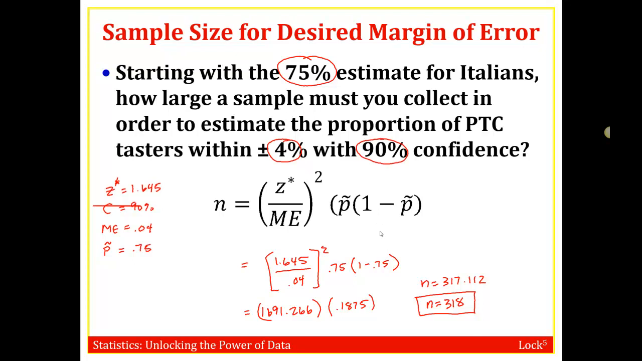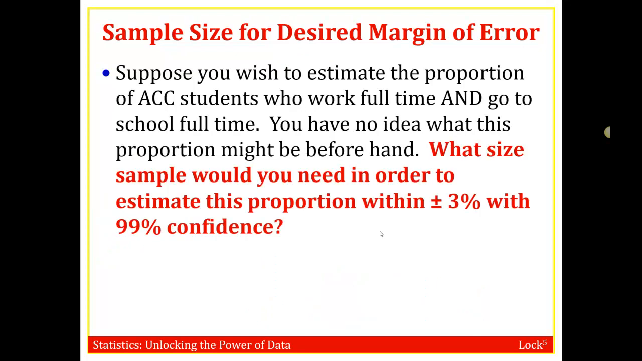Let's look at one more example. Suppose you wish to estimate the proportion of ACC students who work full-time and go to school full-time. You have no idea what this proportion might be beforehand. What size sample would you need in order to estimate this proportion within plus or minus 3% with 99% confidence?